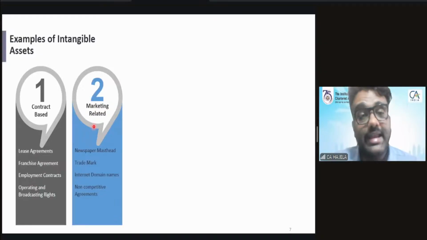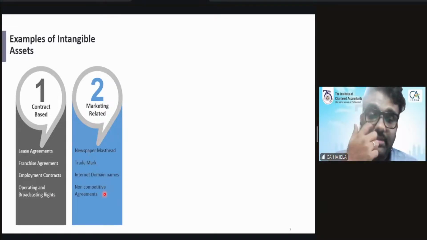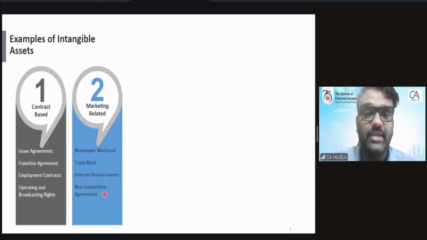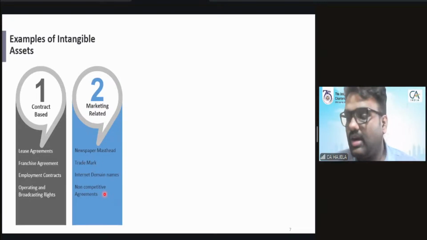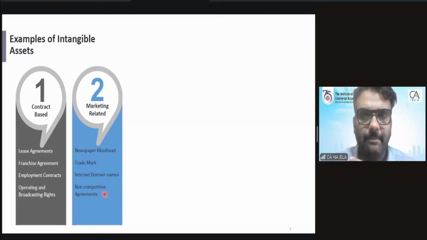Then there are also marketing-related intangible assets like trademarks, internet domain names, non-competitive agreements. Internet domain names and trademarks are, I would say, very famous examples of marketing-related assets.